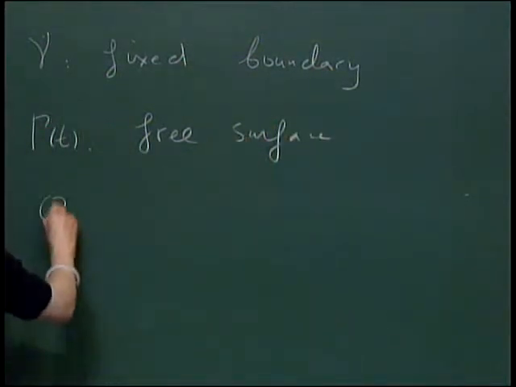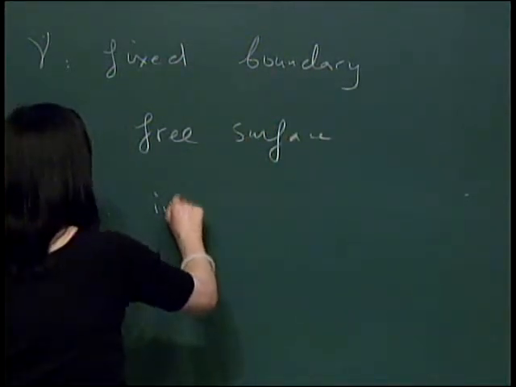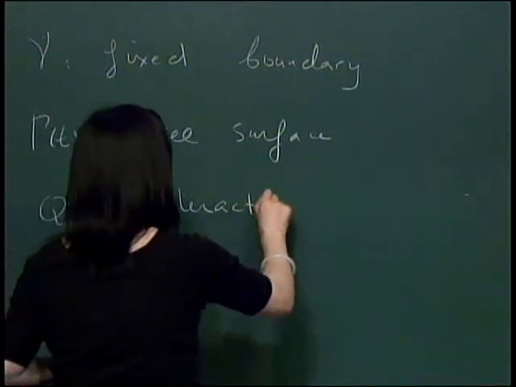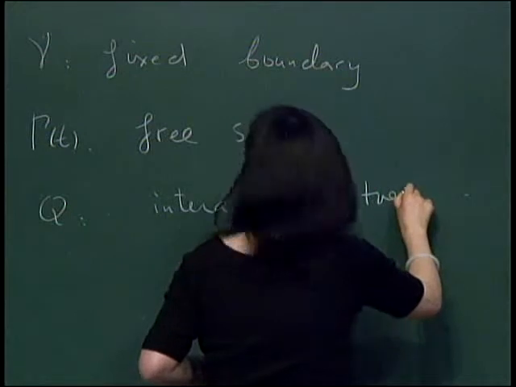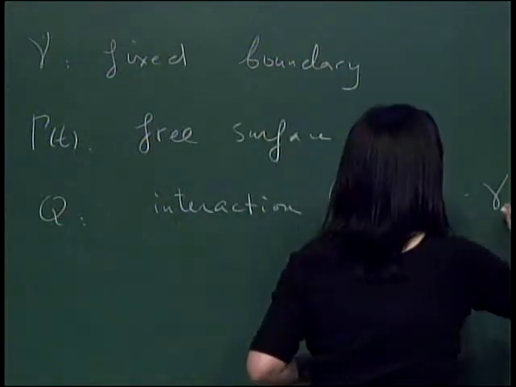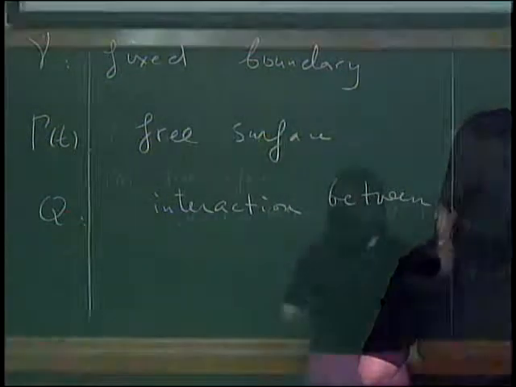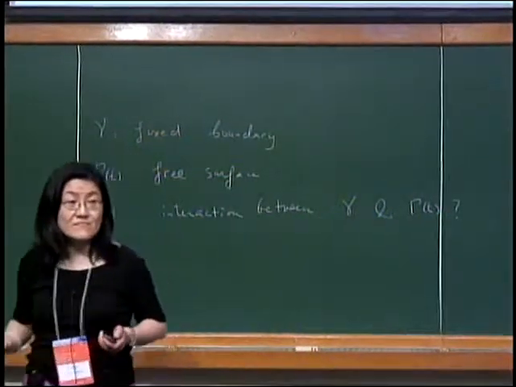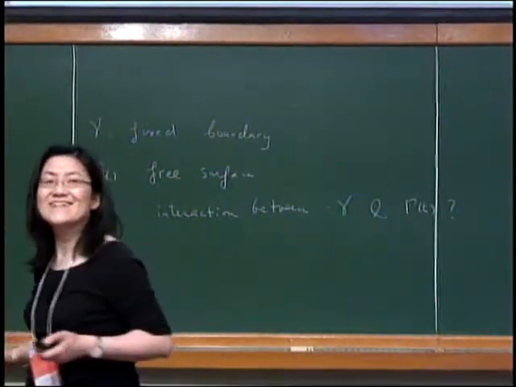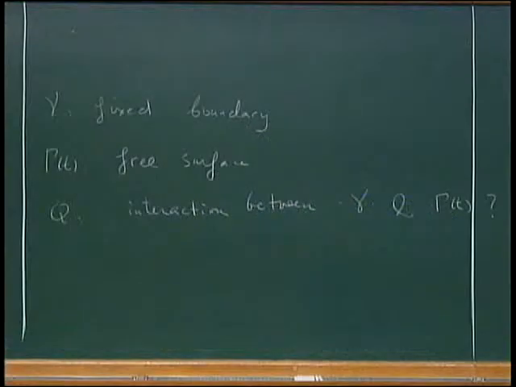So the question is, how do we understand the interaction between the fixed boundary and the free boundary? But of course, before I continue here, let's review some historical results. So what is known?